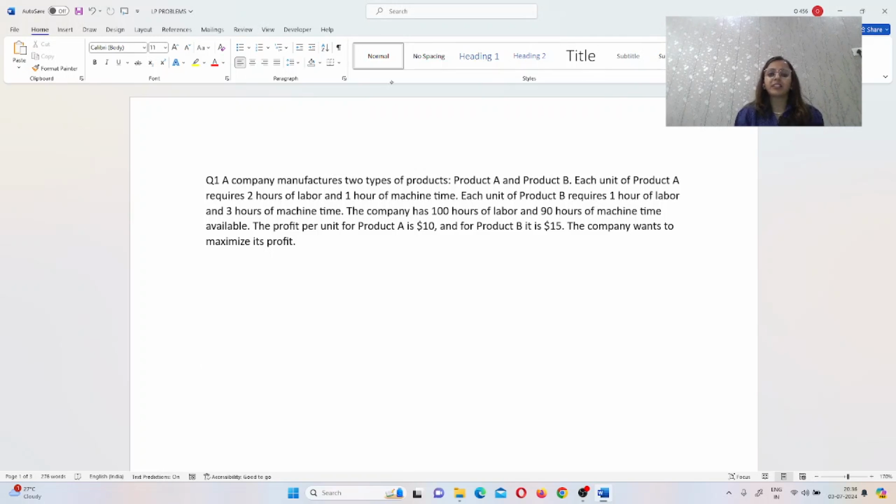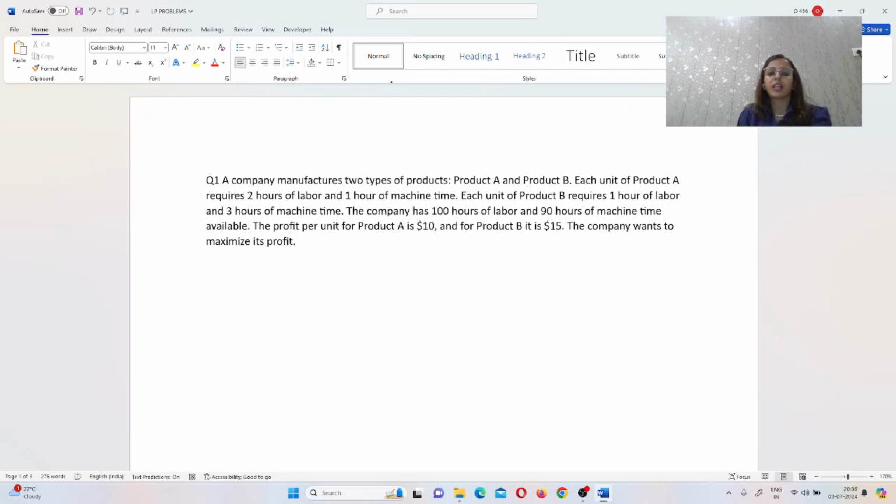The company has 100 hours of labor and 90 hours of machine time available. The profit per unit for product A is $10 and for product B is $15. The company wants to maximize its profit.